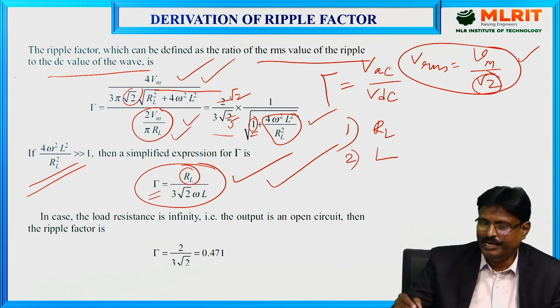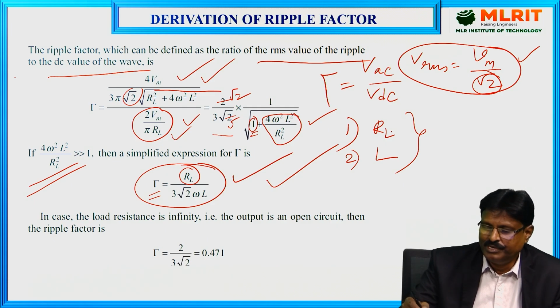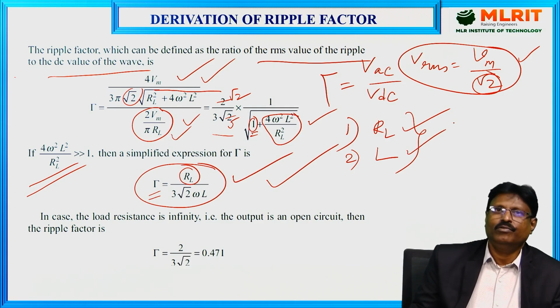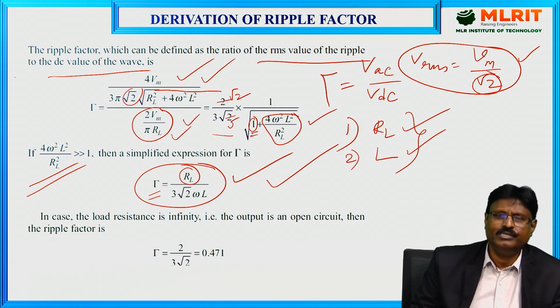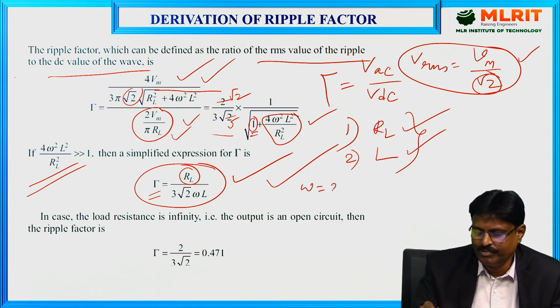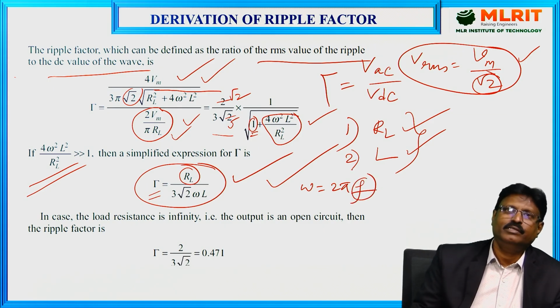So finally, if I want to minimize the ripple factor of a full wave rectifier with inductive filter, the first option is to decrease the value of load resistance RL, and the second option is to increase the value of inductance. In this way we can minimize the ripple factor. So finally the ripple factor equation is RL by 3 root 2 omega L, where omega is equal to 2 pi f, and f is the frequency of operation.